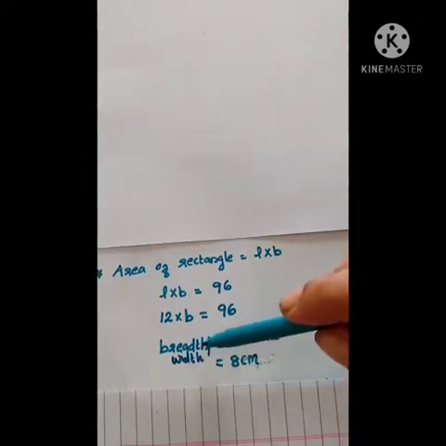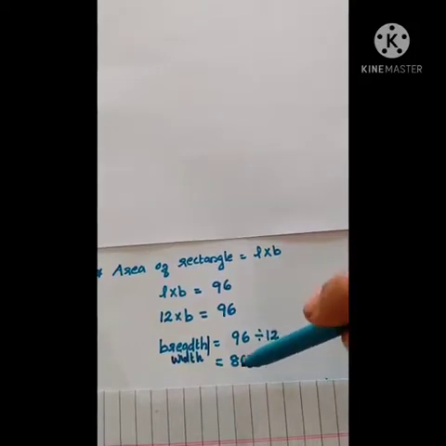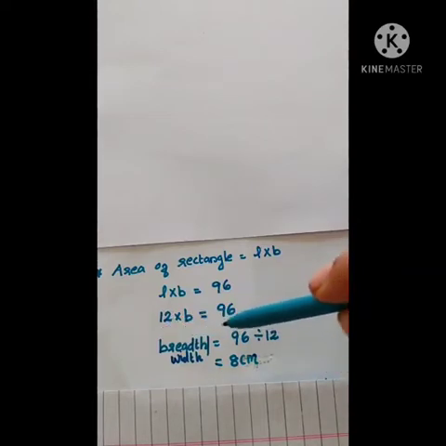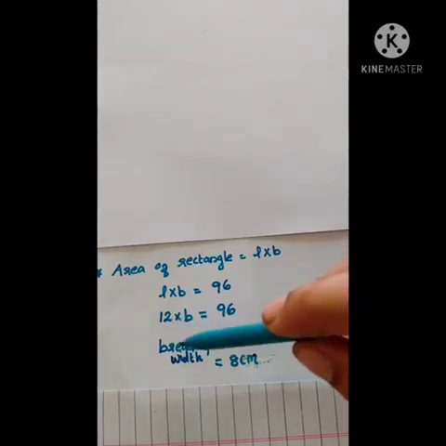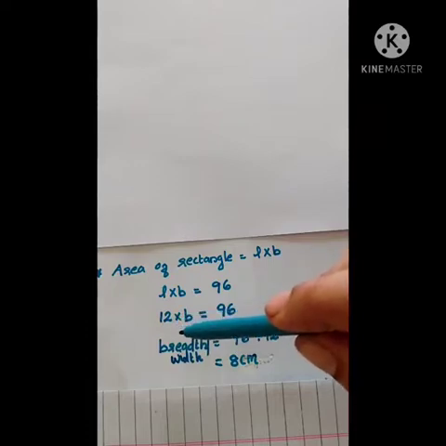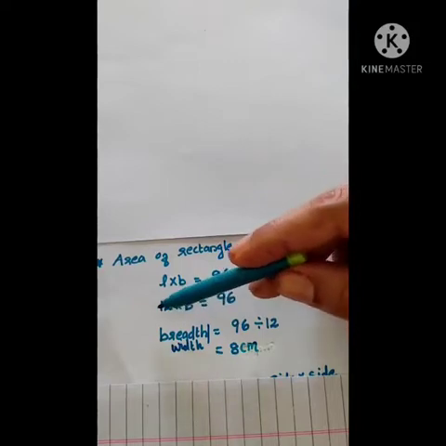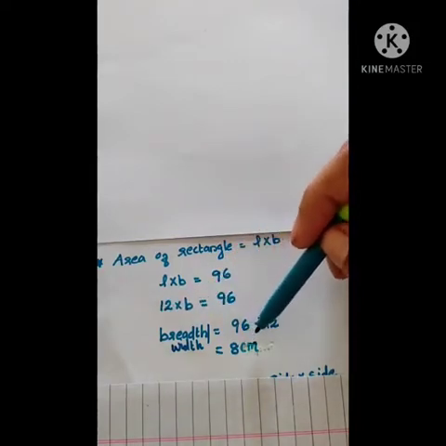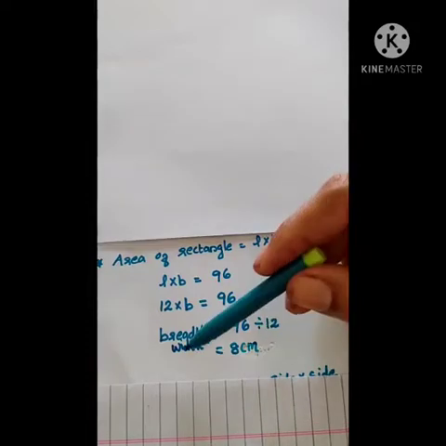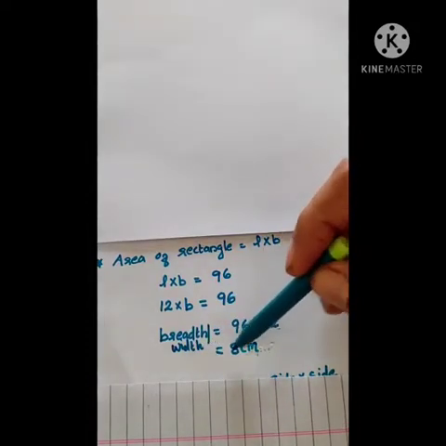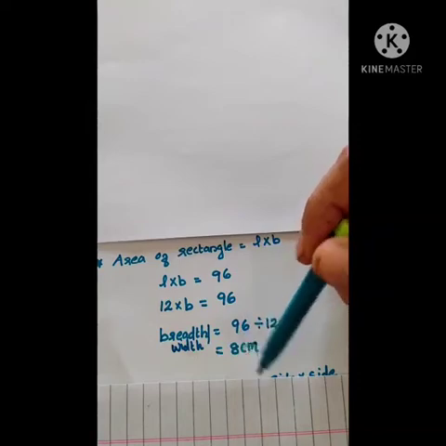Therefore breadth or width is equal to 96 divided by 12, that is equal to 8 centimeter. Or we know that 12 into 8 equal to 96, so breadth or width is equal to 8 centimeter. Here 12 is multiplied by breadth. When 12 moves on to the right hand side, it is divided by. Therefore width is equal to 96 divided by 12, that is equal to 8 centimeter.